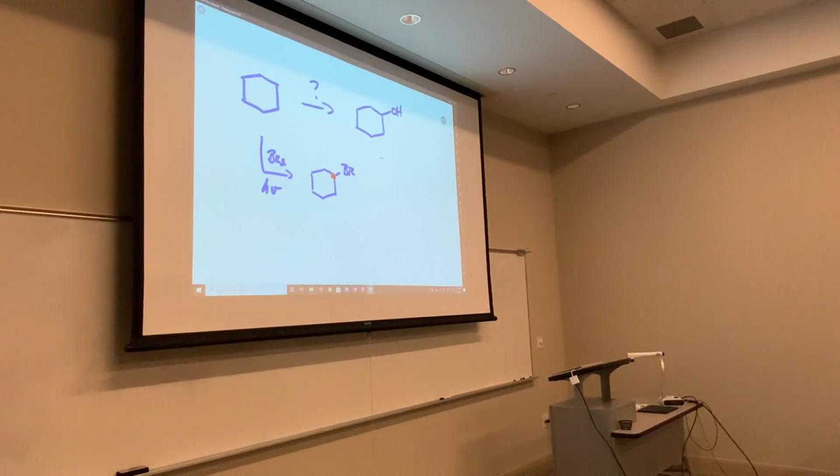E1 and E2. Okay, cool. So we can automatically throw one of those out. Which one can you throw out? Why can we throw out E1? It's too slow, because it has a formation of a carbocation. So if we couldn't do an SN1, practically speaking, we probably can't do an E1 either.